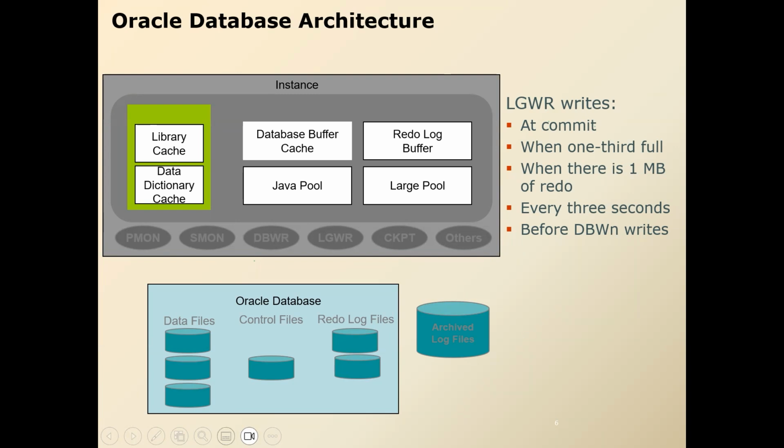Data files are the actual files which contain the actual data. So say for example, when you do select star from employee table, from where do you get that information? You get that information from the data stored in the data files. Then you have control files.